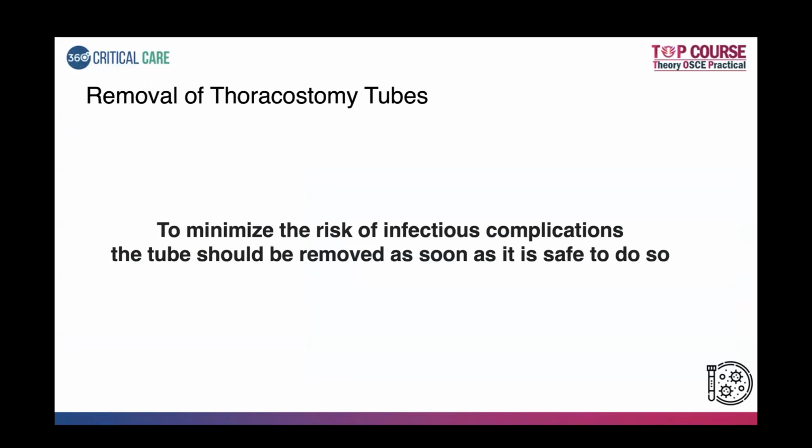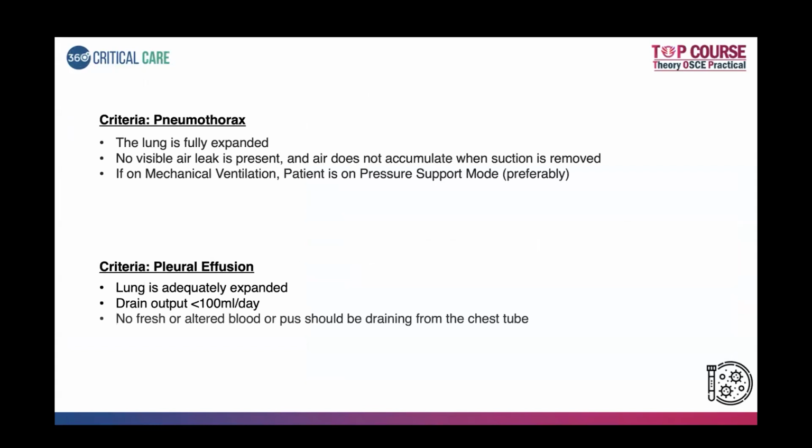So the last part of it is in relation to removal of thoracostomy tubes. To minimize the risk of infectious complications, the ICD tube should be removed as soon as it is safe to do so. So the criteria in cases of pneumothorax: number one, the lung should be expanded fully. There should not be any visible leak present, and air does not accumulate when suction is removed. If the patient is on mechanical ventilation, the patient should preferably be on pressure support mode prior to ICD removal.